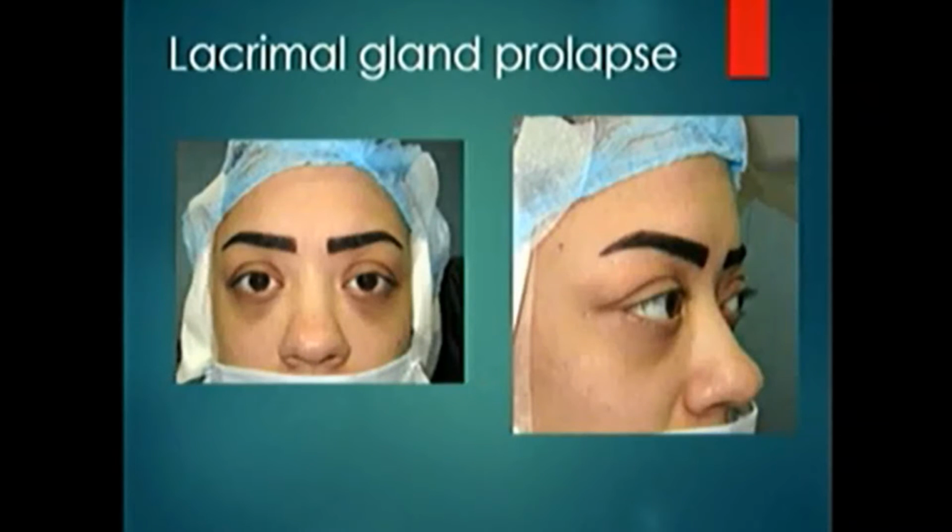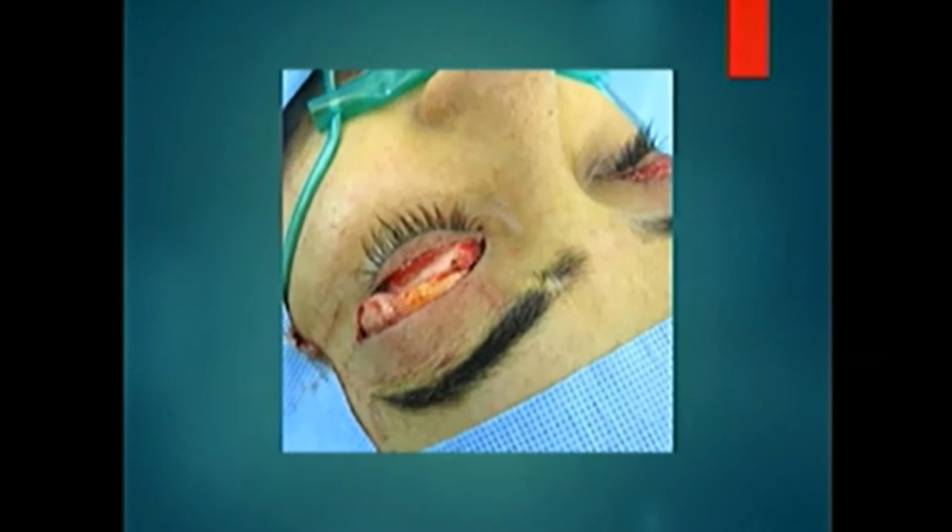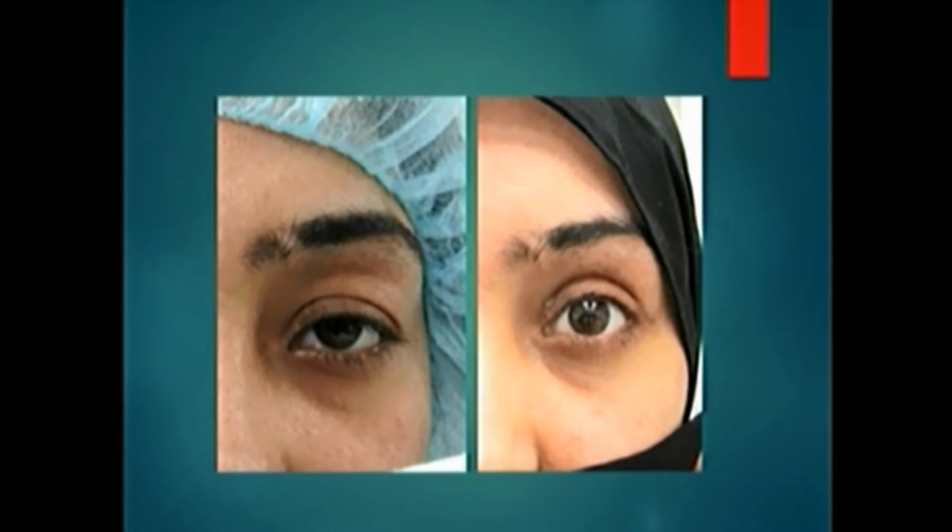Lacrimal gland prolapse is another common issue we see in patients seeking upper blepharoplasty. Like in this patient, you can see the lacrimal gland prolapsing. This is another patient, she had upper lid blepharoplasty, but the lacrimal gland was not addressed. And this is her picture. You see the lacrimal gland in the surgery is prolapsing here. You can see it here. And this is her picture after addressing the lacrimal gland. And you can see the change in the fullness here after reposition of the lacrimal gland.